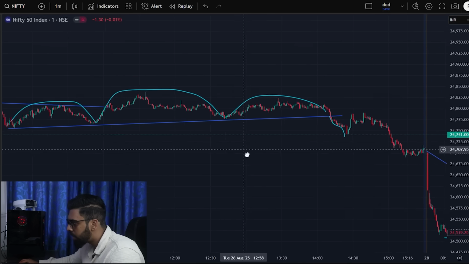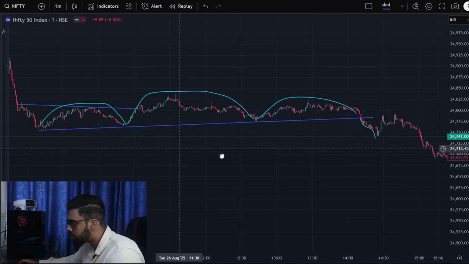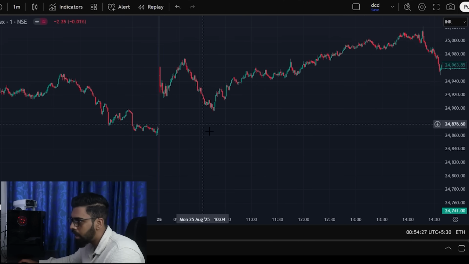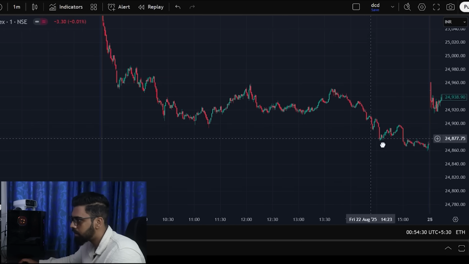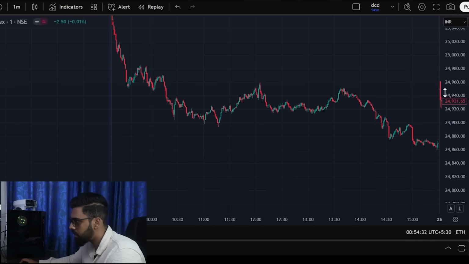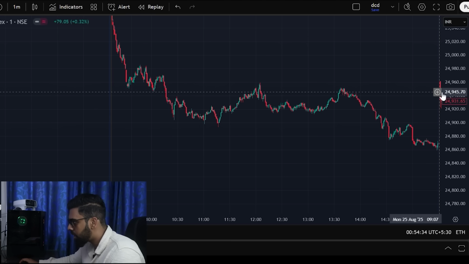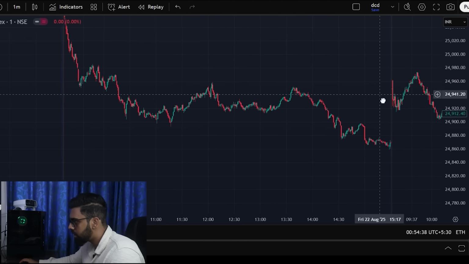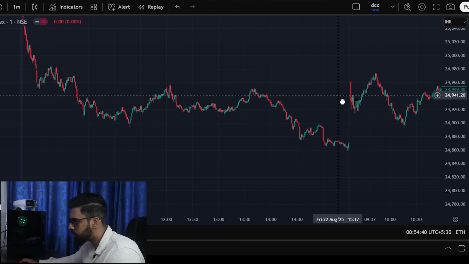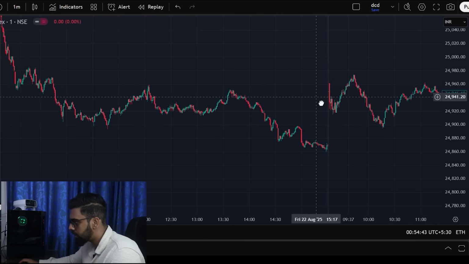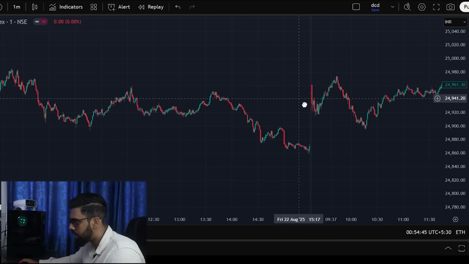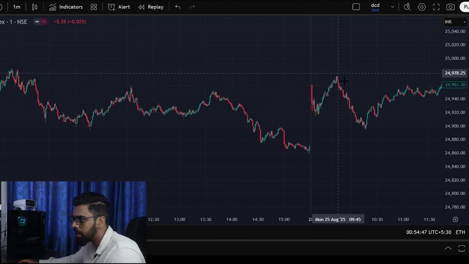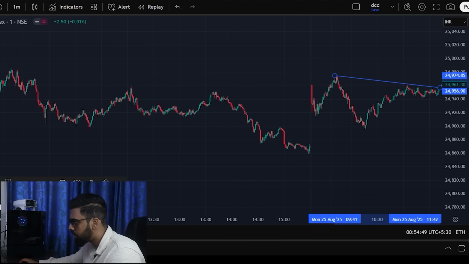So what do we have? Do we have another W pattern? No. So let's go and analyze the chart. Let's go to the previous day. So the market opened at around 24,950 levels. So what do we see? Do we have a W pattern? Let's wait for the pattern to form. We do see a kind of a W pattern here.